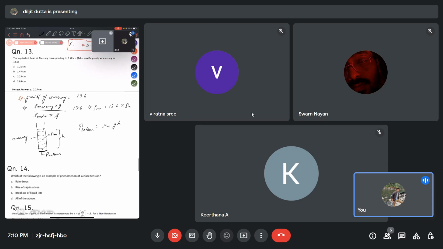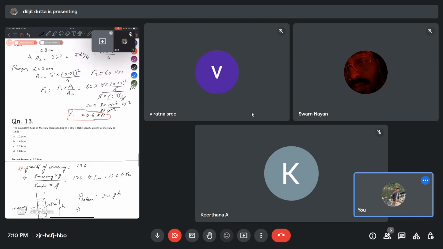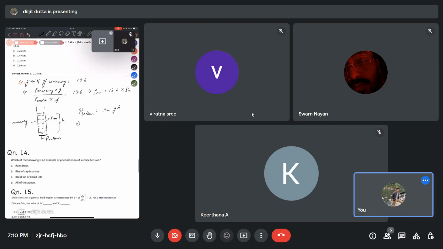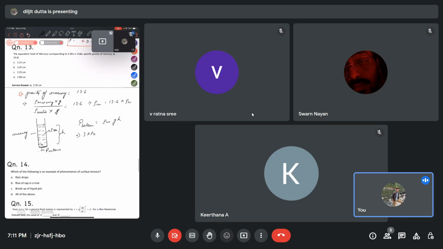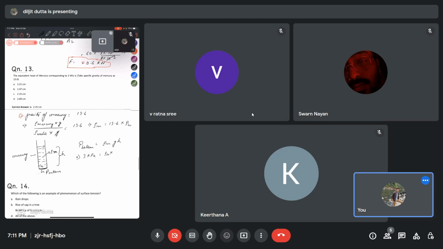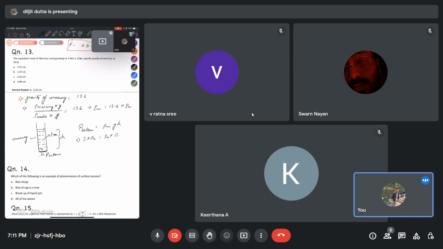This is the height of the mercury, this is the rho, and this is given by the pressure formula, the pressure distribution of any fluid. So P bottom is given as 3 kPa, and rho m is equal to rho water into 13.6 into g H.